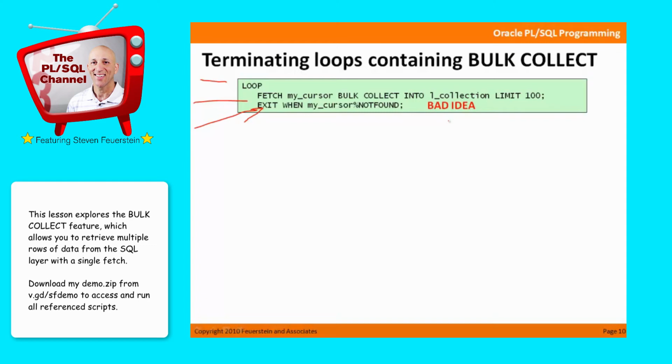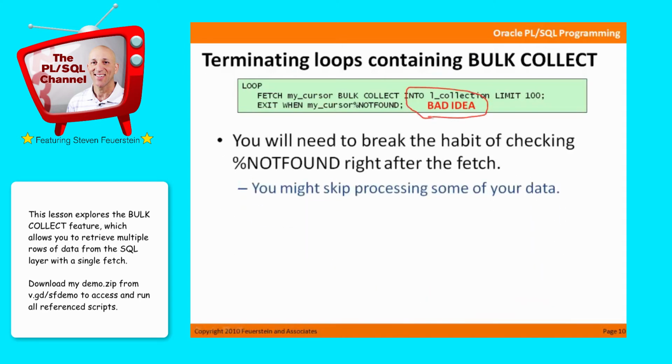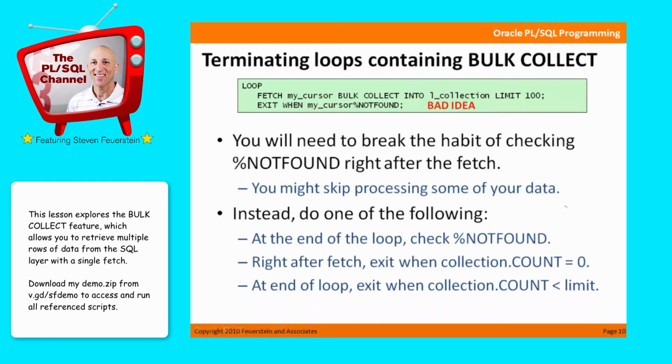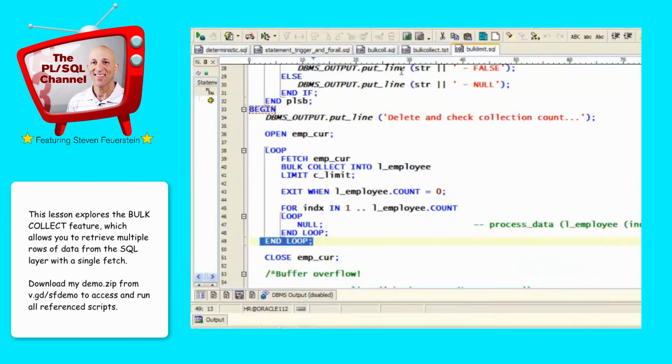And that makes perfect sense when you're doing row by row fetching. It does not make perfect sense, and in fact is a bad idea, when you're working with bulk collect. Why is that? Well, because you might end up skipping some processing of your data. For example, if I have 107 rows, then I'll fetch 100 rows. I'll process those 100 rows because percent not found is not true. And then I'll fetch the next 7 rows, and percent not found will be true, and I'll exit and stop processing before I'm done with all of my data. Let's take a look at a script that will demonstrate that.